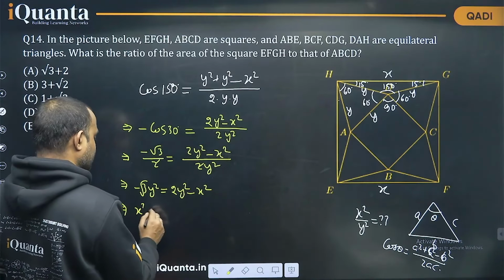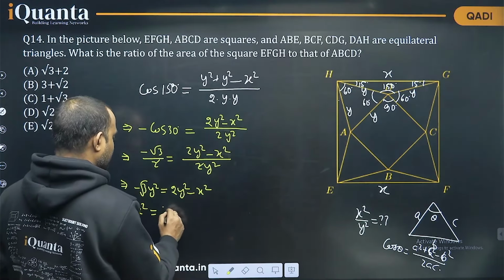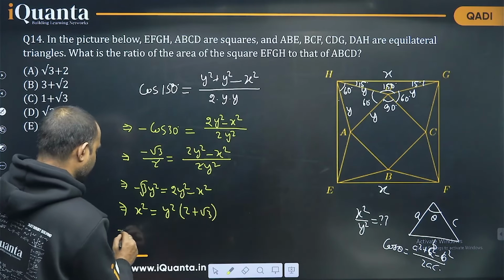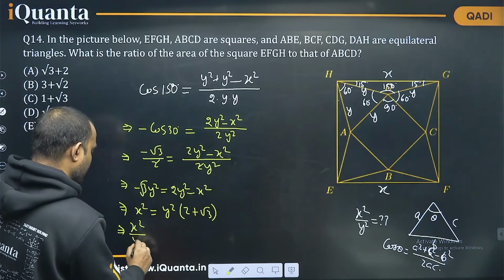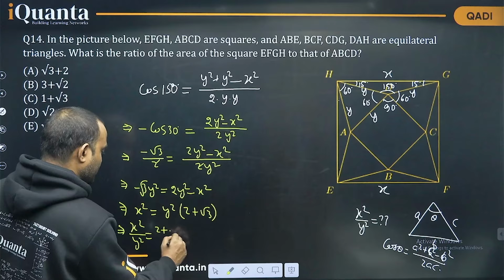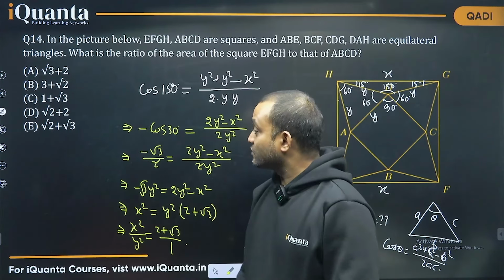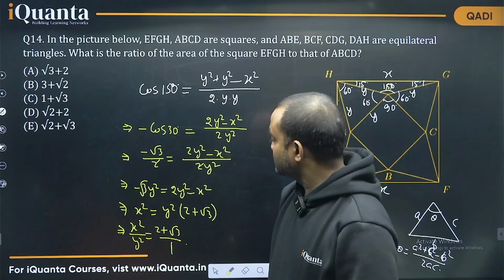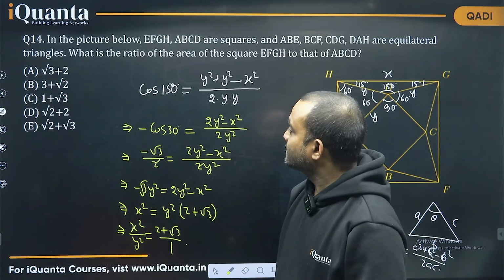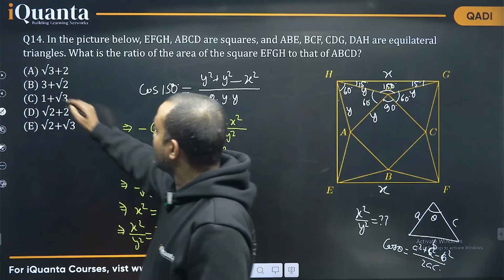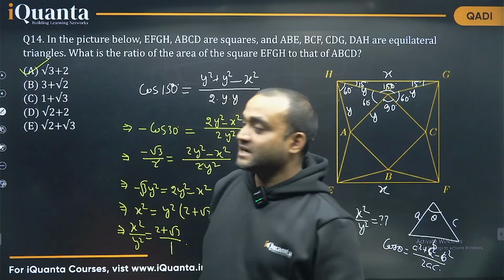Bring x square this side and take y square this side. This will become 2 plus root 3. We can say x square upon y square is (2 plus root 3) upon 1. And this is the value that we are looking for. Is it given in the question? 2 plus root 3. I guess 2 plus root 3, option A, right? Option A is the correct answer.